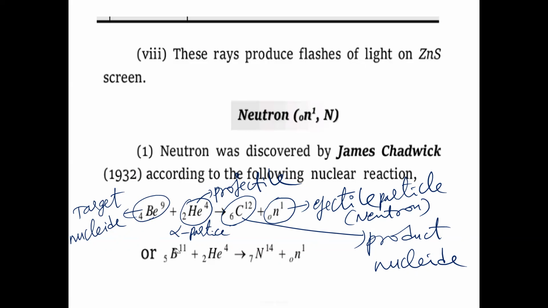Here it is the same thing. It is the target nucleus, the projectile is the alpha particle, then the product nucleus, and the ejectile is the neutron. The neutron is the particle which is emitted, called the ejectile. Whichever particle is bombarding the given nucleus is called the projectile. Projectile particle, ejectile particle. Is the concept clear? Let's take a screenshot of this once again.